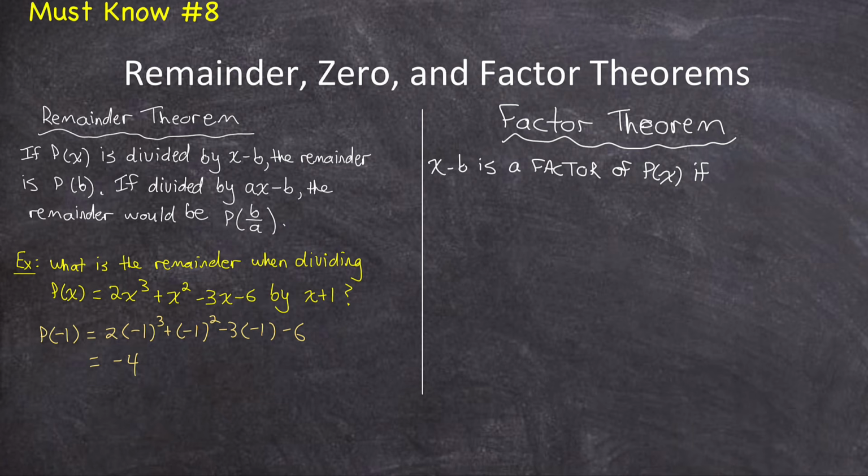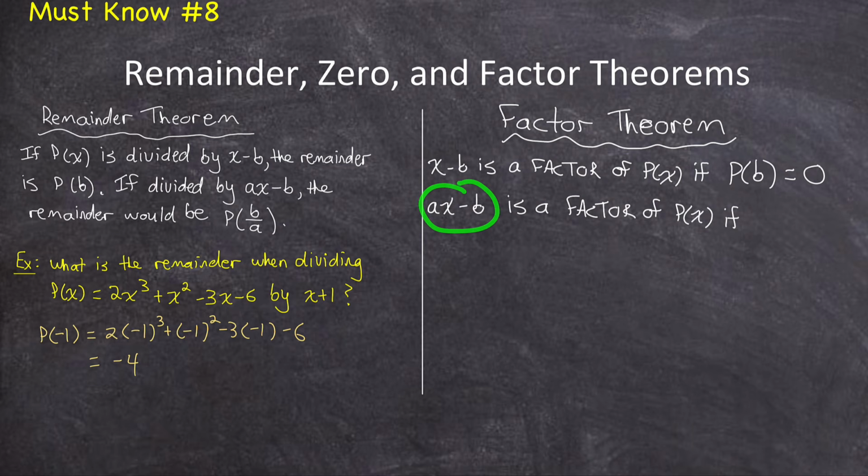So how could we check if there's a remainder of 0? We could take the 0 of the divisor, x minus b would be 0 if x was b, and sub that into our polynomial function. So x minus b would be a factor of p of x if p at b was equal to 0. And then we could extend that one step further and say ax minus b would be a factor of p of x if when dividing them we get a remainder of 0. And we could check their remainder by taking the 0 of ax minus b, which is b over a, and subbing it into our p of x function. So that would be if p at b over a was equal to 0.